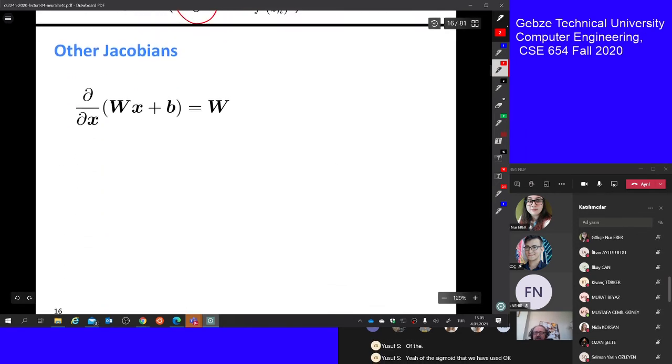Okay, other Jacobians. Did you understand this one? Did you understand this one? Say yes. It's not difficult. Is anybody going to say yes?